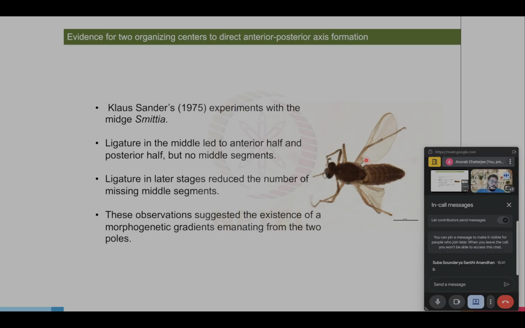And when you tie a ligature, these morphogens cannot drift further past the ligature. So the effect of the anterior morphogen is not seen towards the posterior, and the posterior morphogen is not seen towards the anterior, which is important for the middle segments to form. So these observations suggested the existence of a morphogenetic gradient emanating from the two poles, the anterior and the posterior.